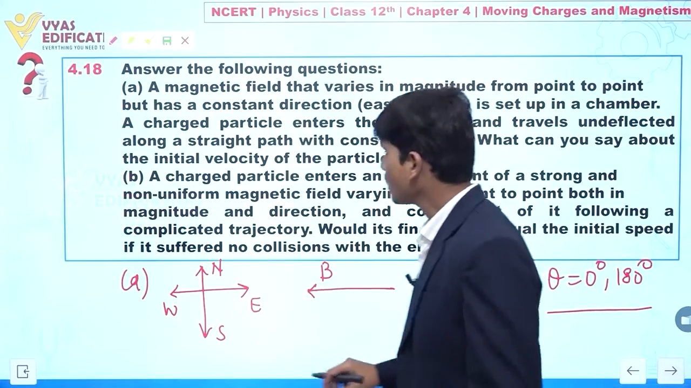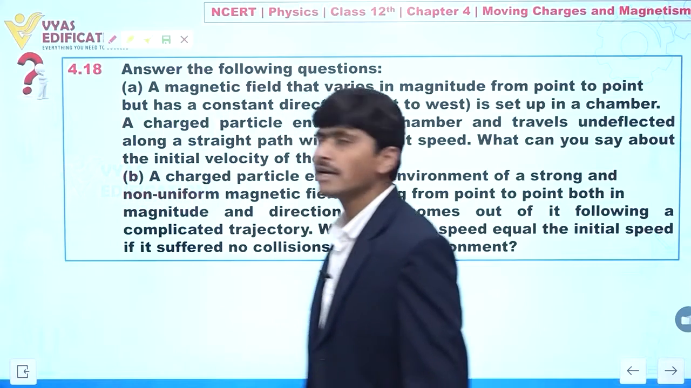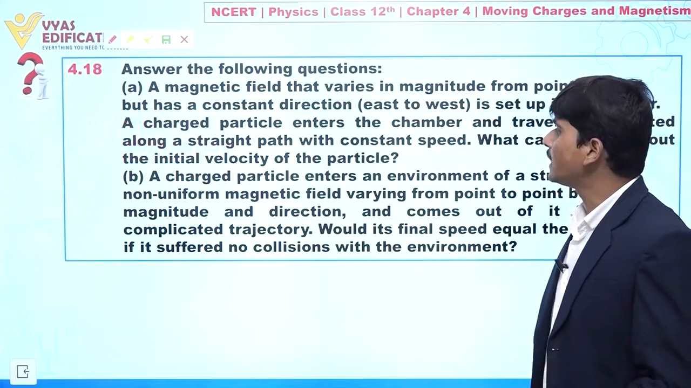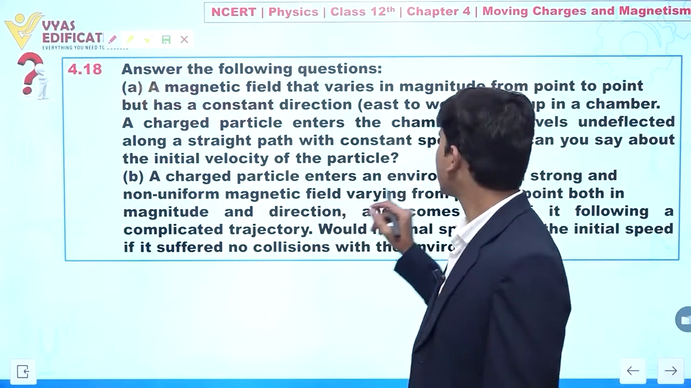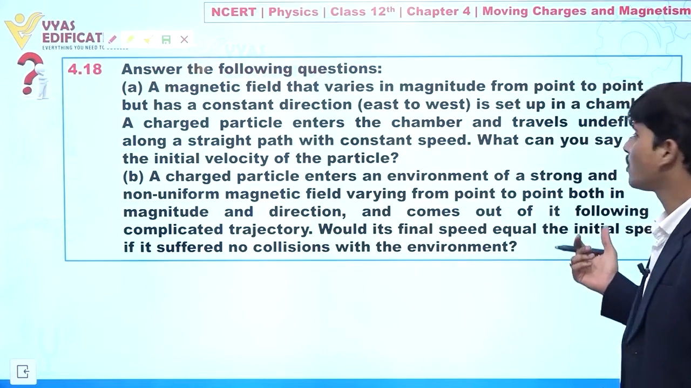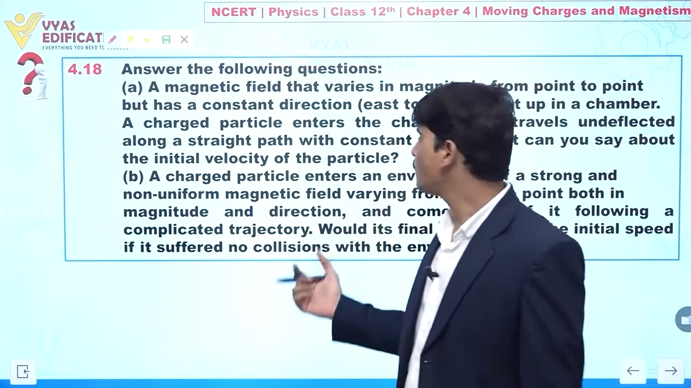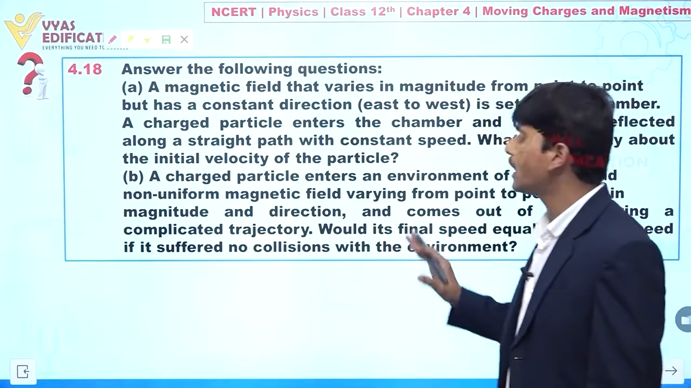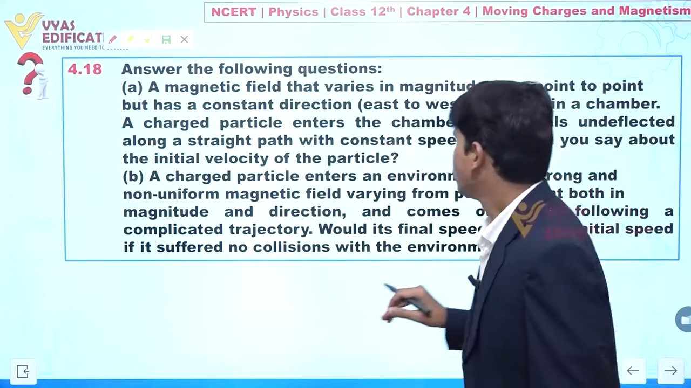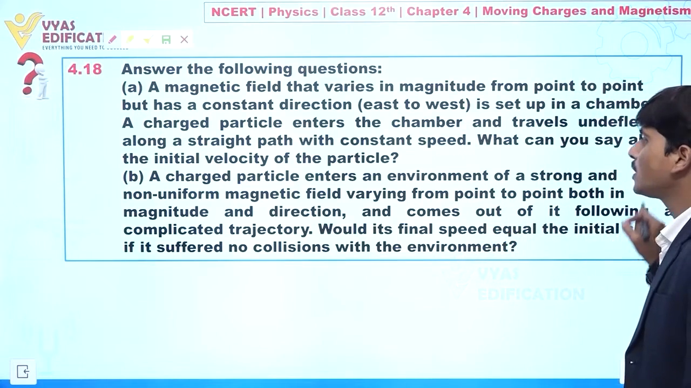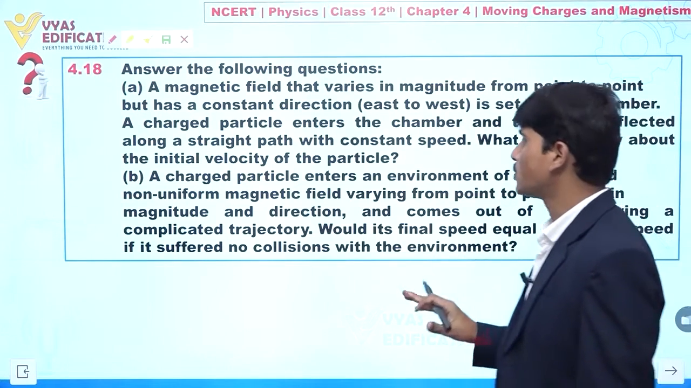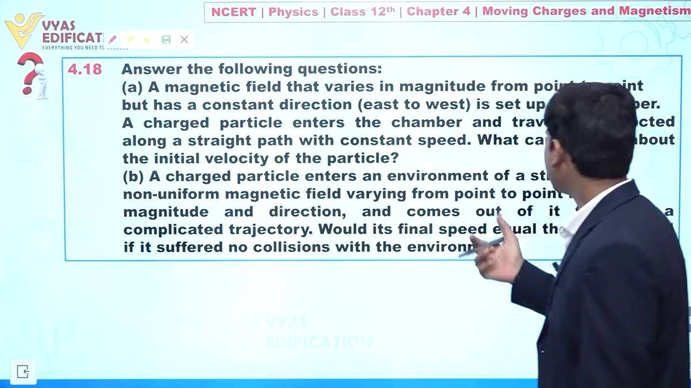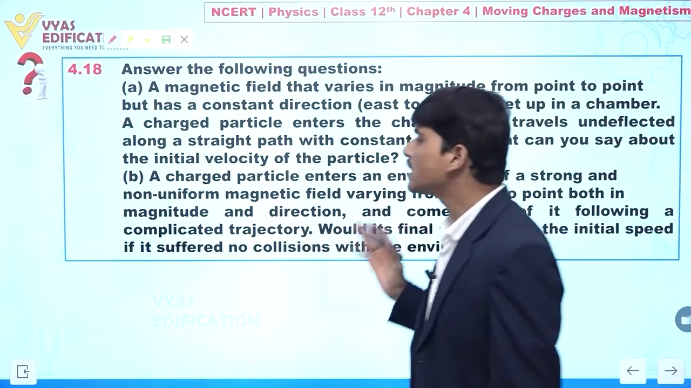Now we are going to discuss part number B. In part number B it is given that a charged particle enters an environment of strong and non-uniform magnetic field varying from point to point both in magnitude and direction. Fine, very good. And it comes out of it following a complicated trajectory.